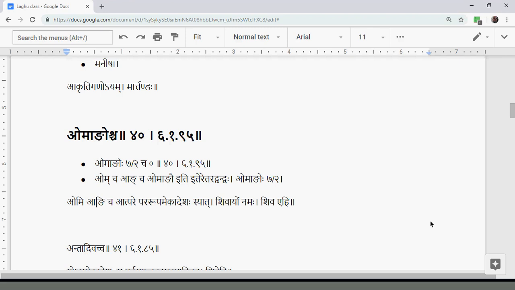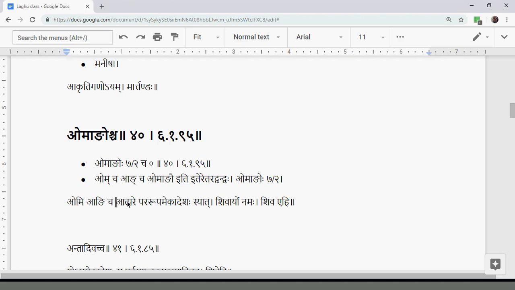Aang is an upasarga. Om is not an upasarga, but he's included this rule. So there is no rule that one should be an upasarga, it need not be an upasarga. When Om follows as a particle, Om as an avyaya follows, or Aang follows, Aang is an upasarga. So in the following word, Aang should be an upasarga. Then what happens? Then Atpare, when Avarna is followed by Om or Aang, then what is the Sandhi?